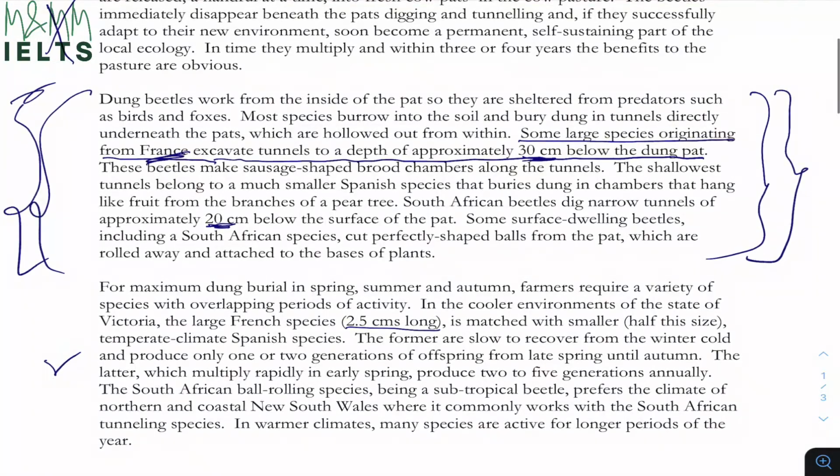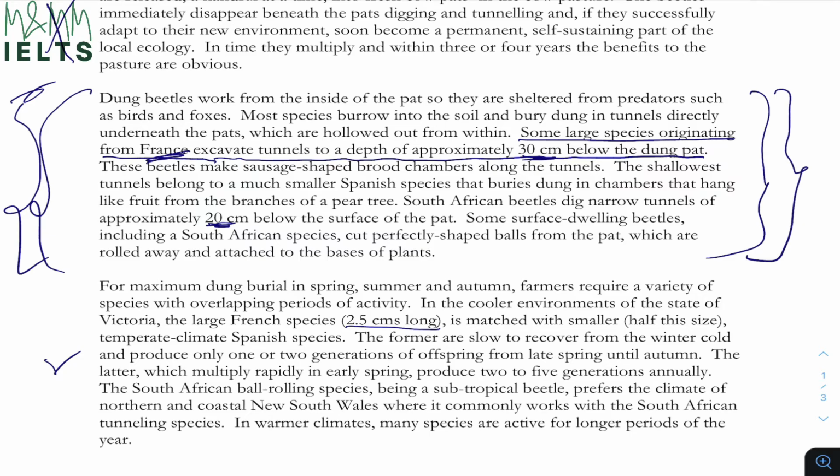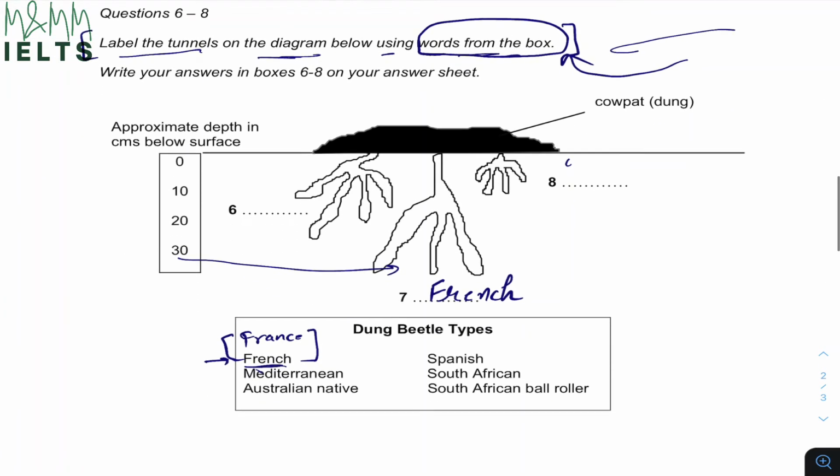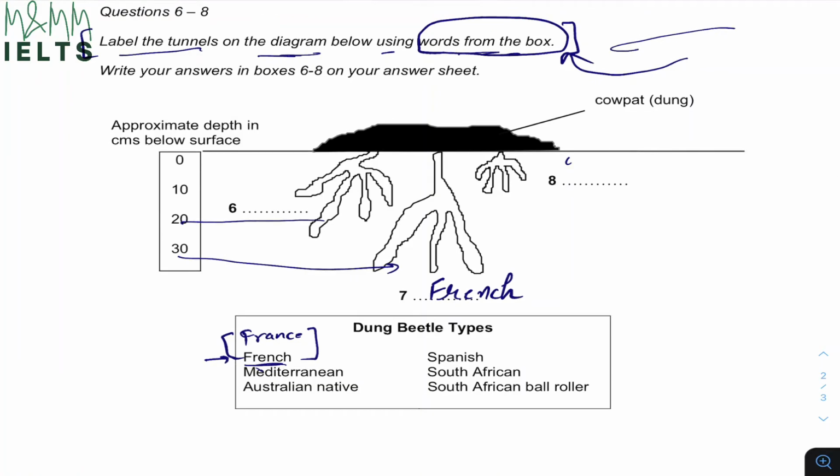And if you remember, we have also been given 20 centimeter. Once I find that keyword, I'll start reading out that sentence as well. It says South African beetles dig narrow tunnels of approximately 20 centimeters. South African. If I go back to my question, 20 centimeter, which is roughly over here, this one, and which one did they say? South African. So my answer for number 6 is going to be South African.